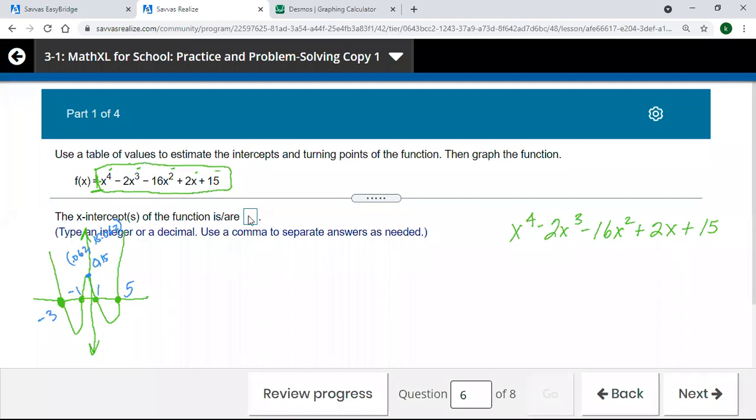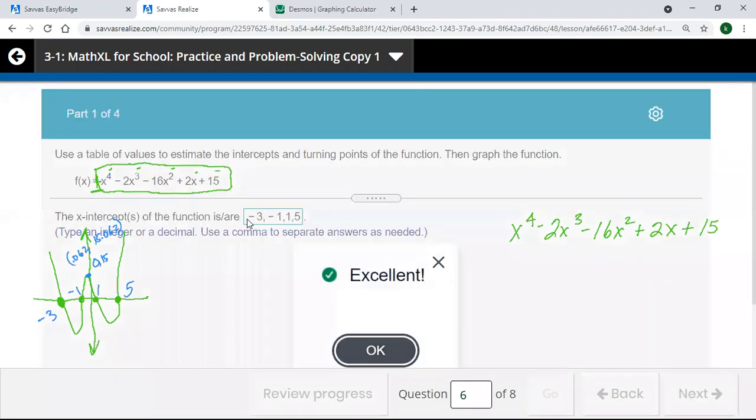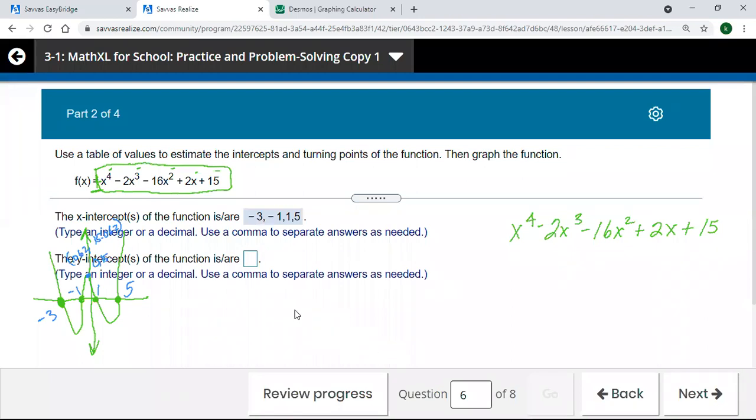So in Savas, the x-intercepts, they just want them listed separated by commas, I believe. So -3, -1, 1, and 5. That should take care of that. And then the y-intercept, it said was 15. Type an integer or decimal, so you don't need an ordered pair.